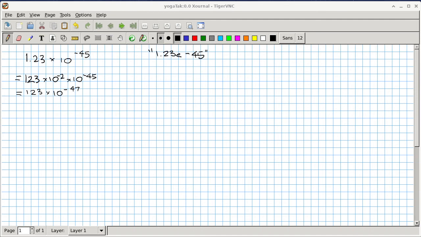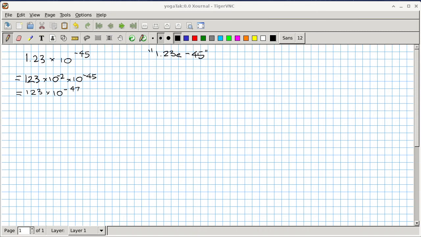So I can have a structure in C where there's an integer that represents the 123, which is the coefficient, and then I have another signed integer to represent the power of 10, which in this case is -47. Problem solved. Okay, I can at least represent this without the use of a double nor a float. Are we good? All right.